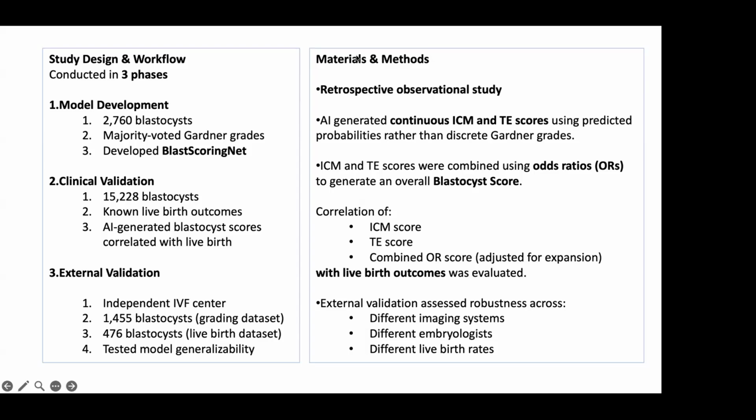Now moving towards the material and method, it is a retrospective observational study. AI generated continuous ICM and trophectoderm scoring using predicted probabilities rather than a discrete grade, the Gardner's grade. ICM and trophectoderm scores are combined using odds ratios to generate an overall blastocyst score. So they are scoring the ICM, they are scoring the trophectoderm, and then they give a number on the basis of the combined OR score. And then they evaluated it with the live birth rate. So what does the external validation assess? They saw different imaging systems, different embryologists, and different live birth rates.